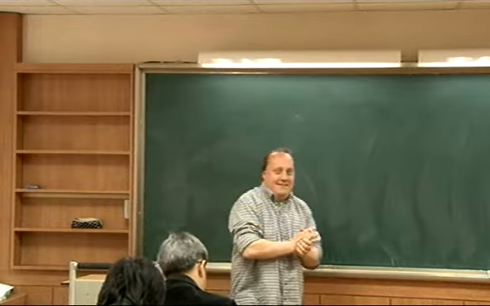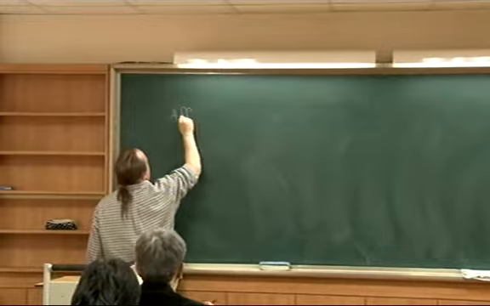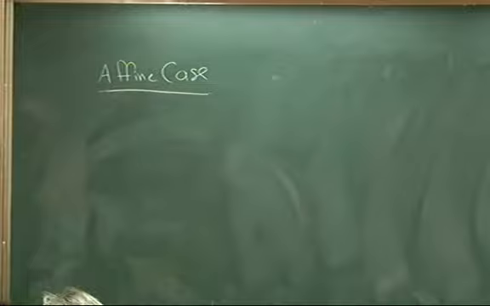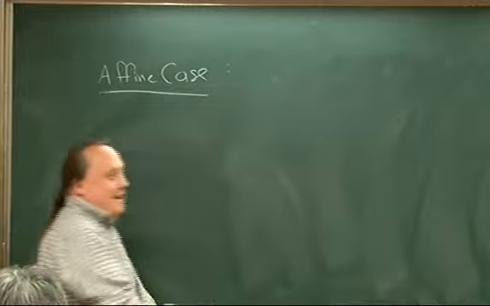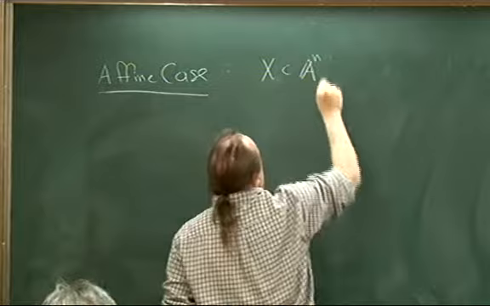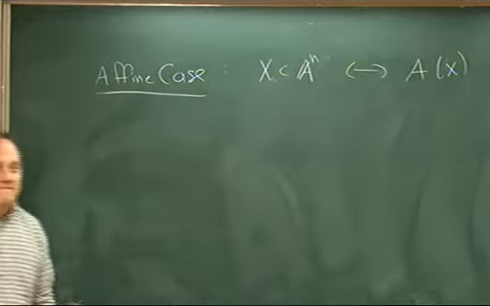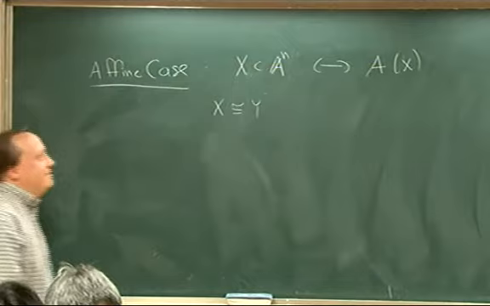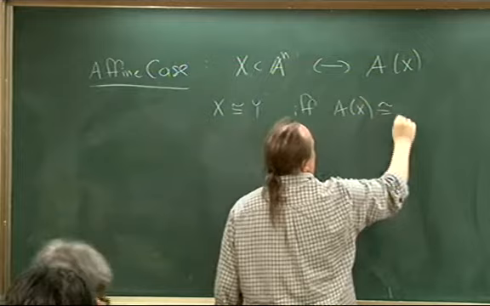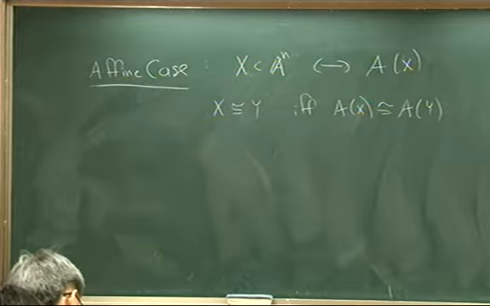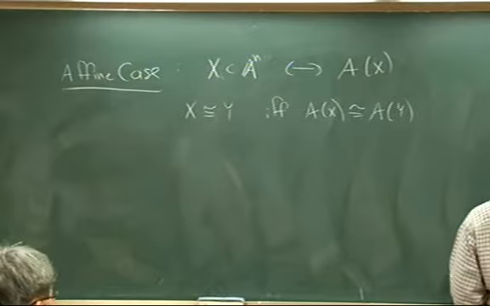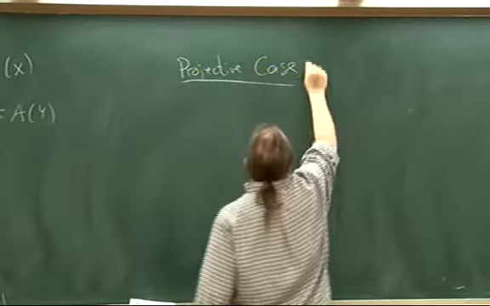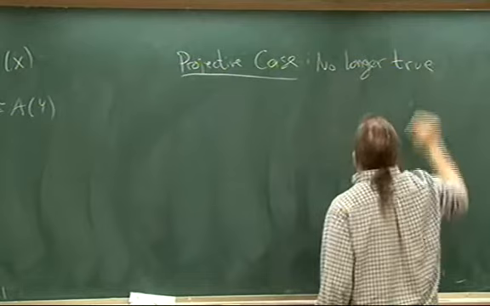I want to start at the very beginning. Probably the first thing you learn when you start to learn algebraic geometry is that when you look at affine varieties, you have a variety X, and you have its coordinate ring. And you learn very early on, there's this very nice relationship: X and Y are isomorphic if and only if the rings are isomorphic. When you move to the projective case, this is no longer true.